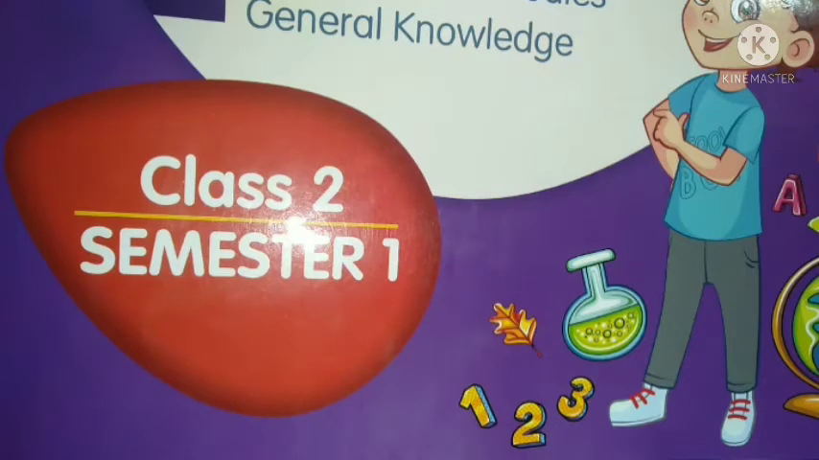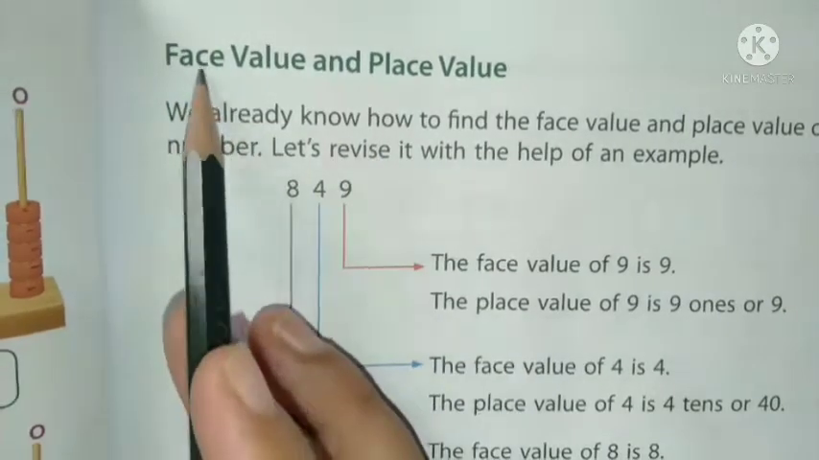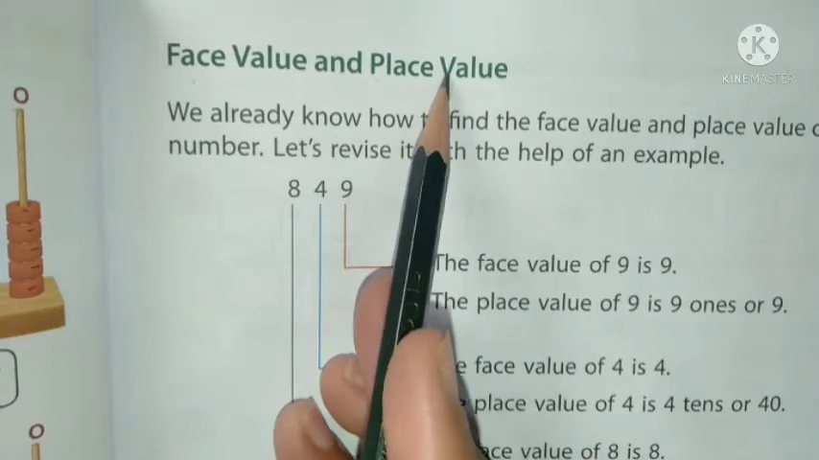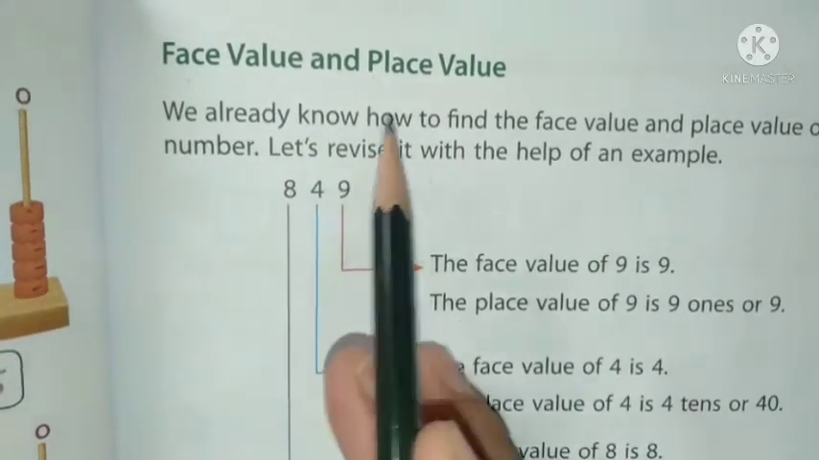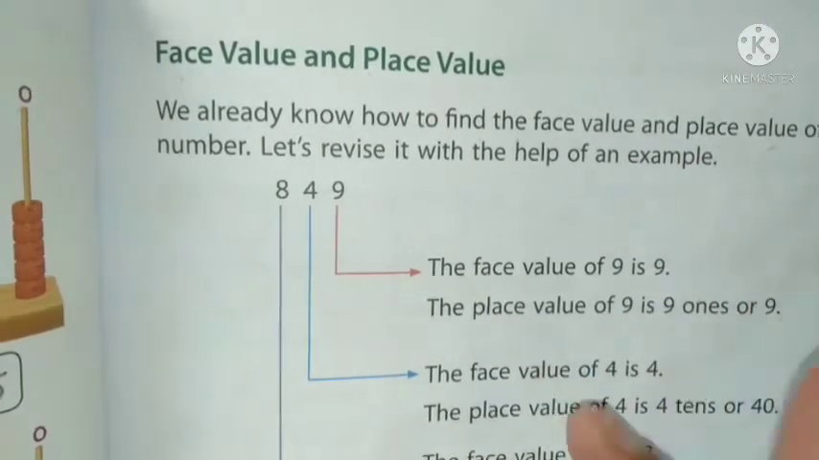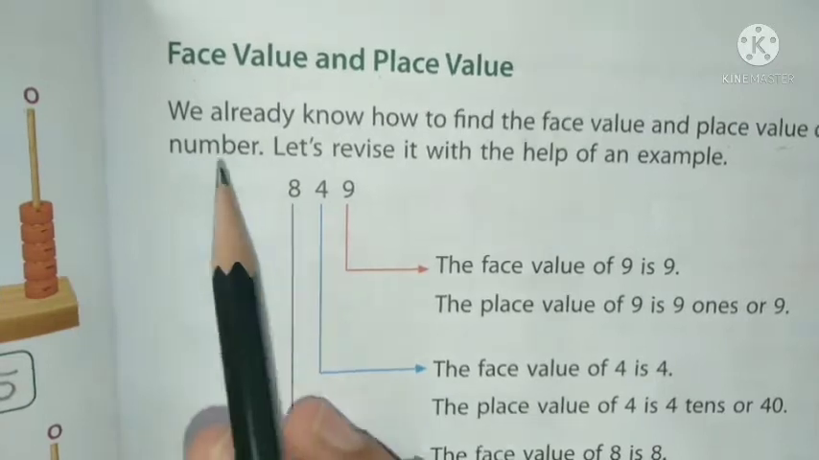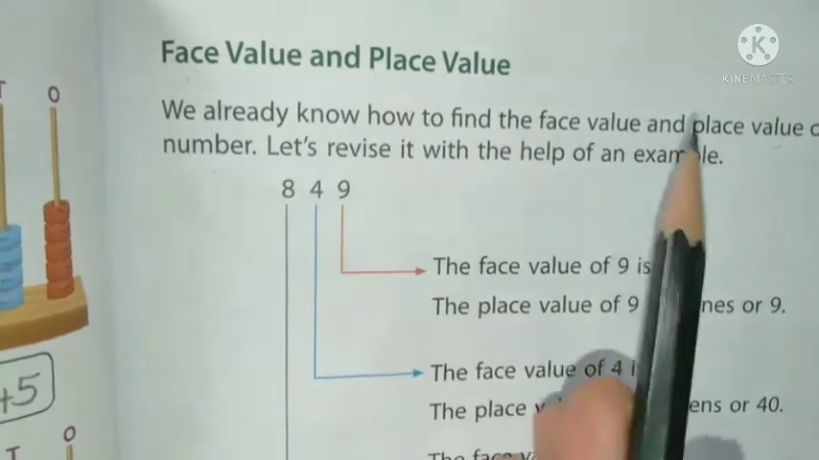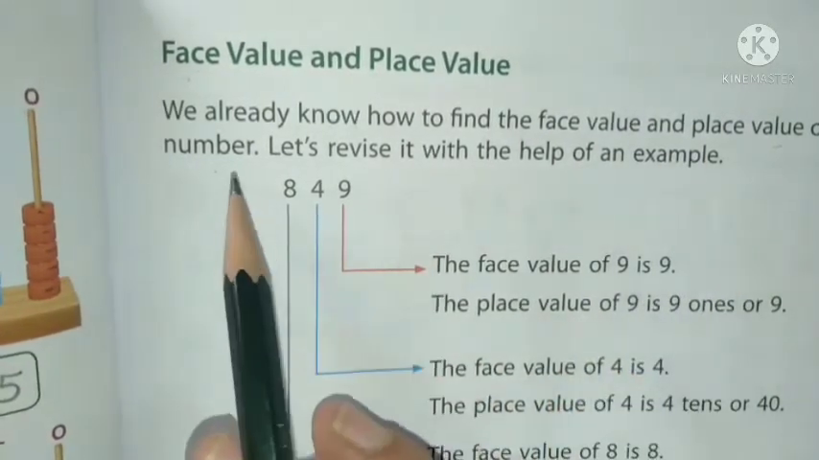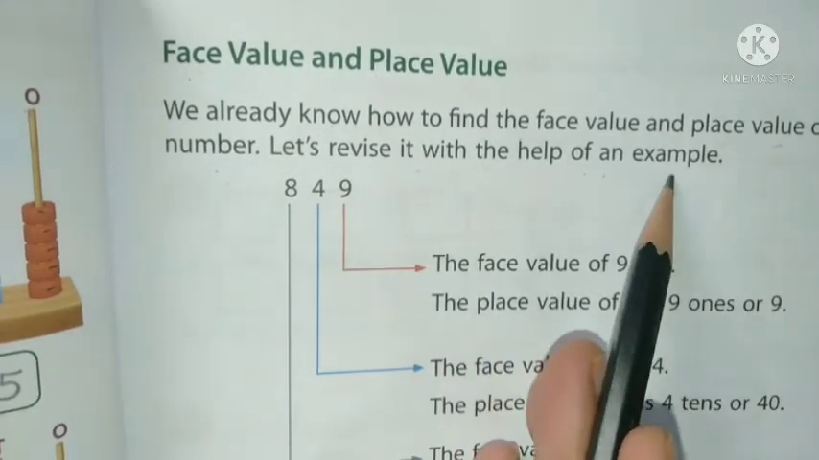Okay students, now open page number 117 in your maths textbook. Students, today we will see face value and place value. We already know how to find the face value and place value of a digit in a given number. Now, let's revise it with the help of an example.